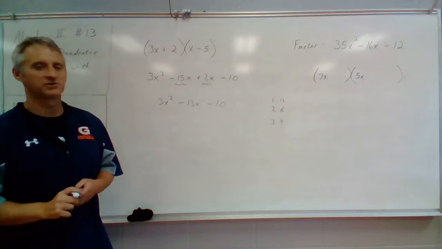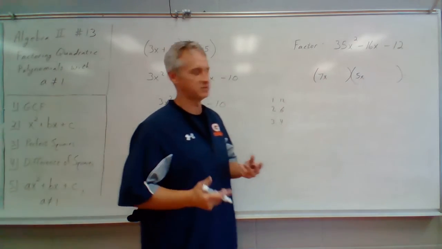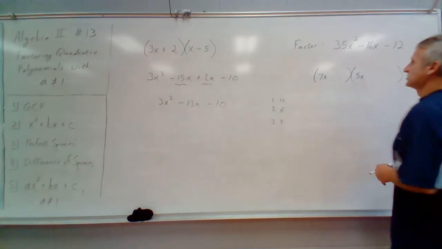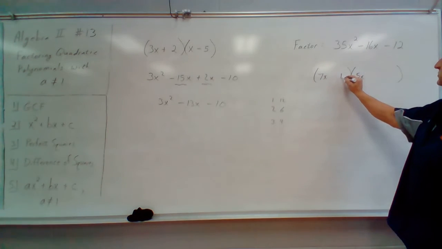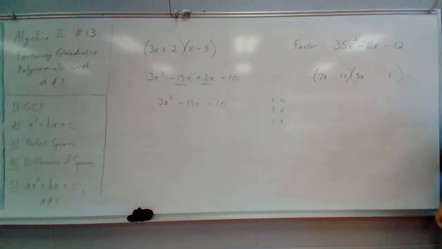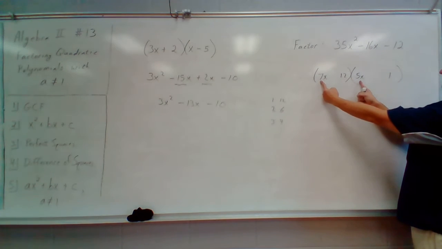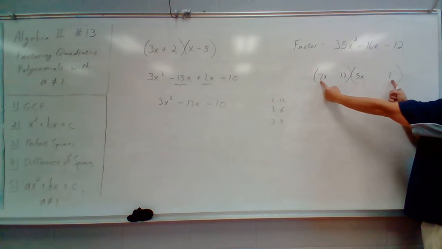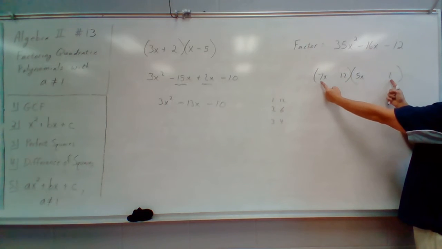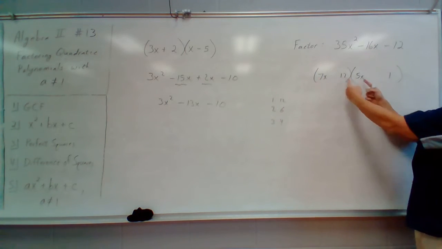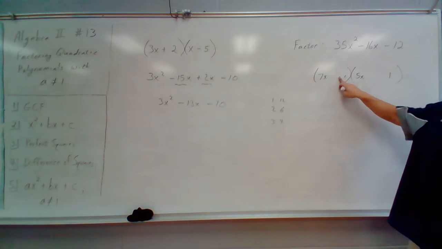We don't know which ones are going to work right off the top of our head. We just have to try and see. Okay, so let's try the 1 and the 12. Let's put a 12 here and a 1 there, and let's see if it works. 35x squared, 7x, and 60x. No way to get us 16 out of a 7 and a 60. So those are not going to work.